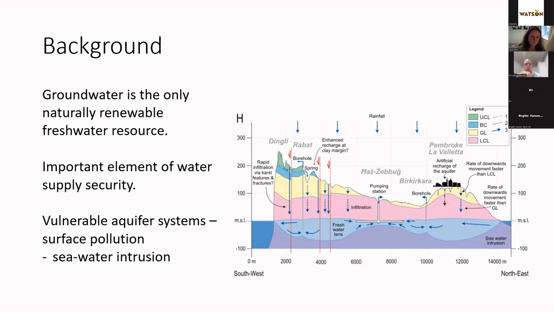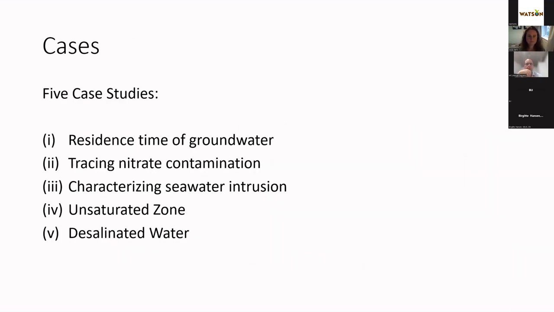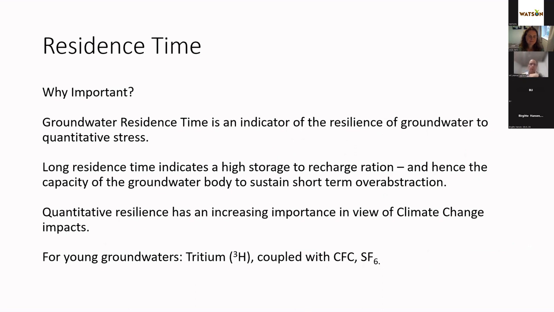We've been using isotopes over a number of years. Our first use of isotopes goes back over 25 years. And I will shortly describe 5 case studies. Firstly, which is where we started, the residence time of our groundwater and how it can be determined from stable isotopes; tracing nitrate contamination; what we're doing now, characterizing seawater intrusion; and then 2 applications on the saturated zone and desalinated water.